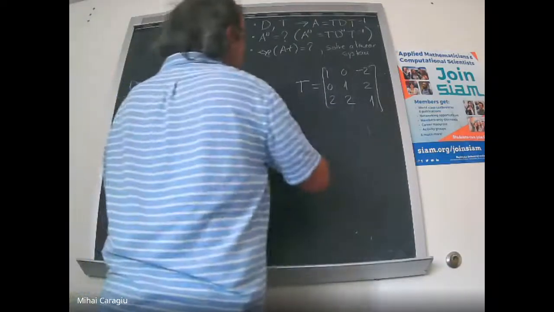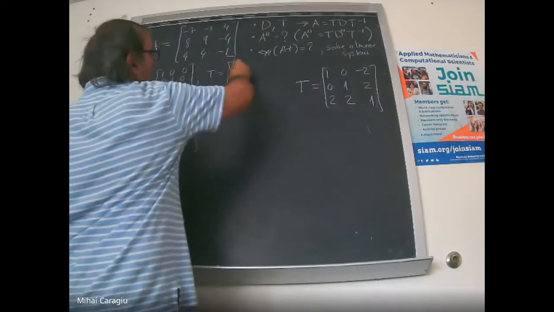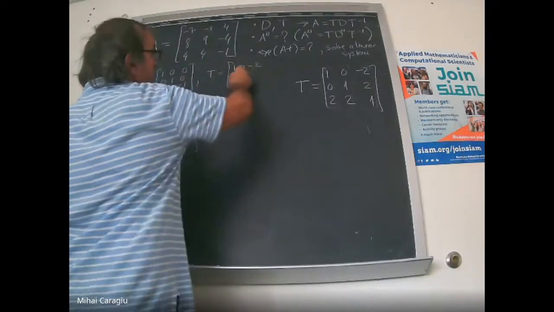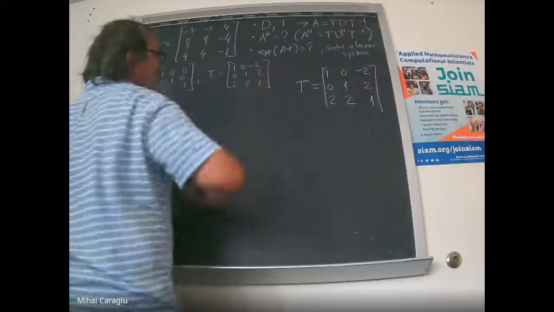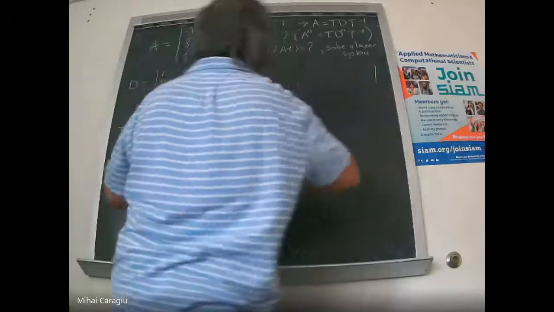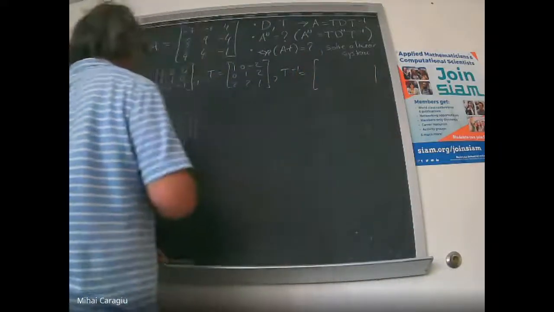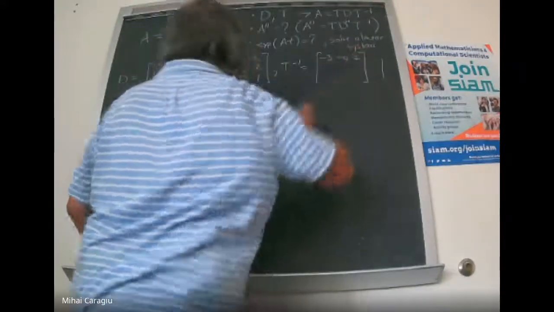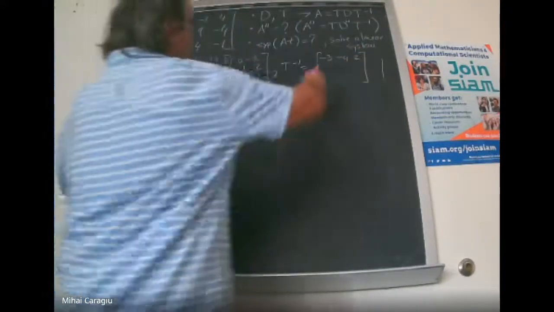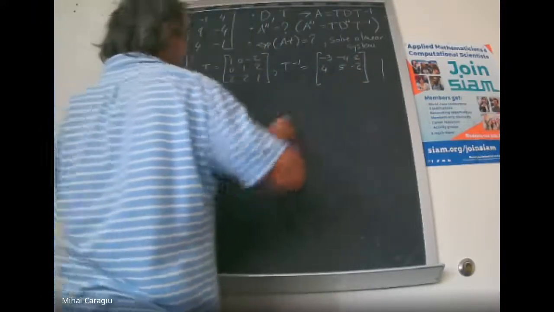Let's put it here. T equals 1, 0, minus 2, 0, 1, 2, 2, 2, 1. And T inverse is minus 3, minus 4, 2, 4, 5, minus 2, and minus 2, minus 2, 1.